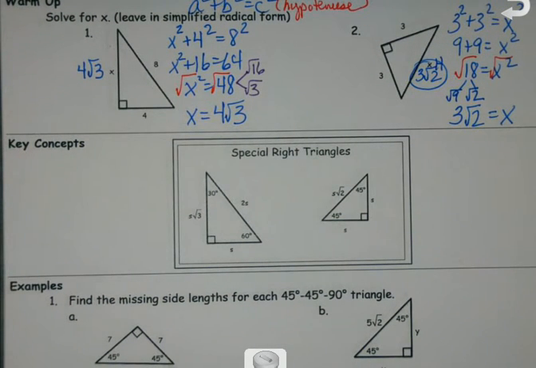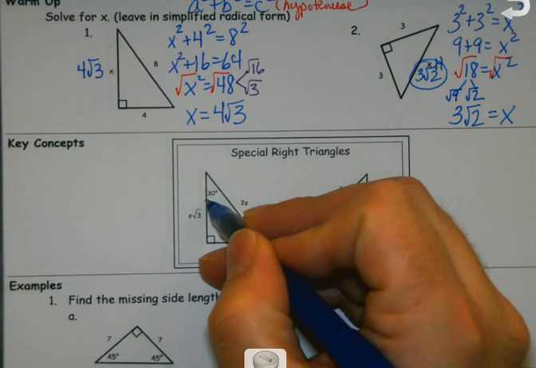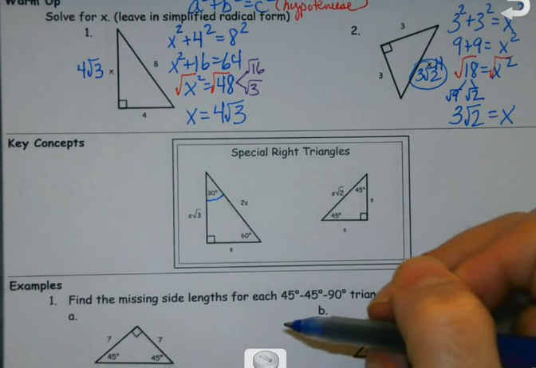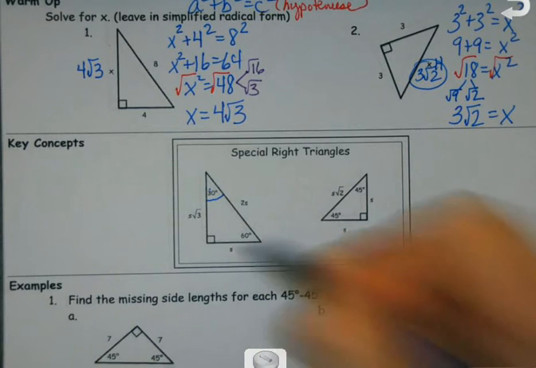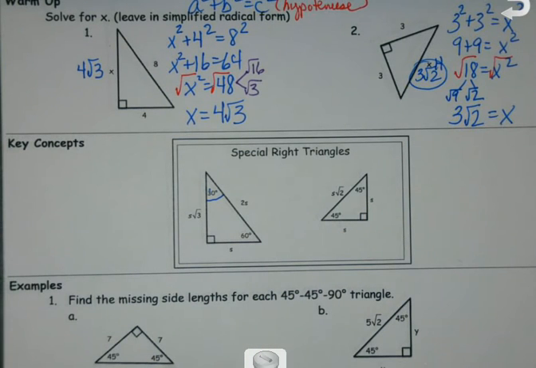Our 30-60-90 and our 45-45-90. There's a pattern that develops here where I don't necessarily have to go through and do the Pythagorean theorem, especially if I'm only given one side. So here's how this works. My 30-degree angle's side measure is always going to be S. We call this the short side because when you're looking at a right triangle, the smallest angle has the shortest side.